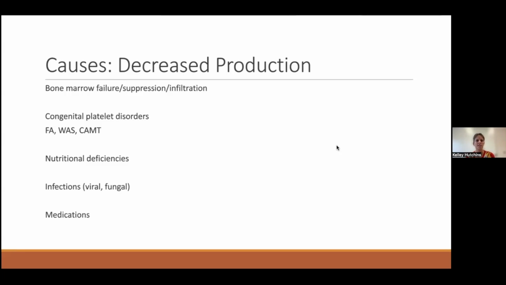Nutritional deficiencies, so a variety of nutritional deficiencies, and infections, things like viruses and fungi. CMV is a classic virus that we see causing thrombocytopenia, not only in neonates, but also, for example, in our immunocompromised patients. And then different medications, things like anti-epileptic drugs, heparins, of course, and antibiotics, things like your penicillins.